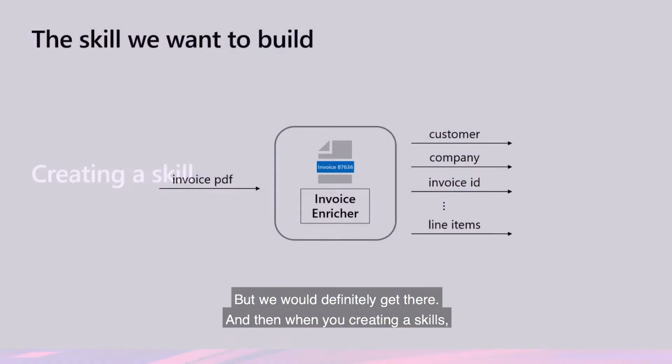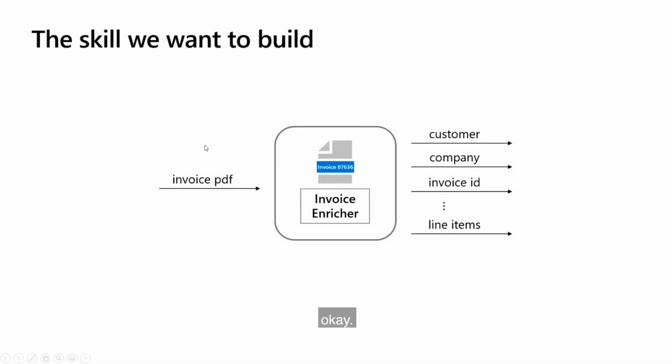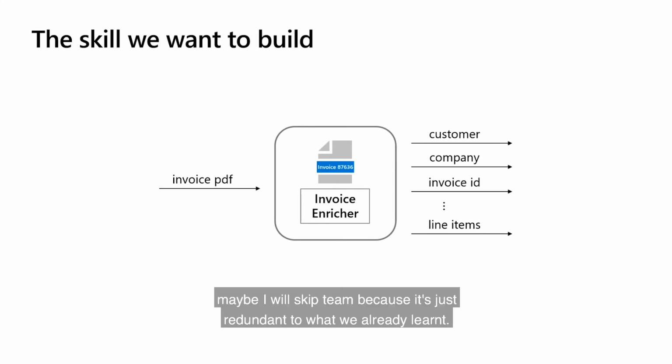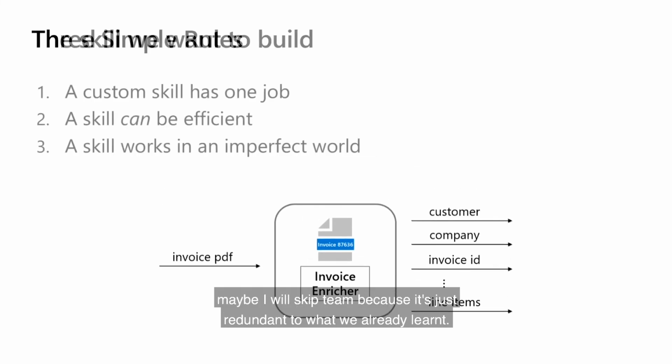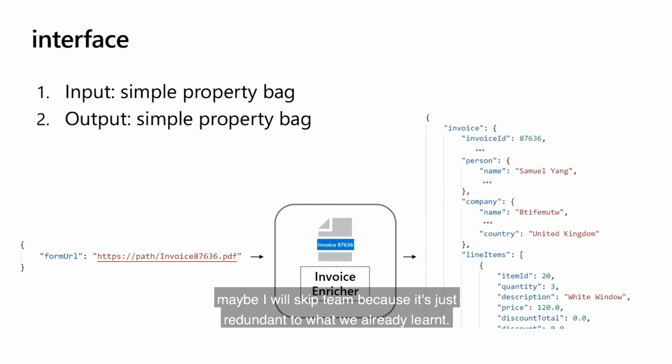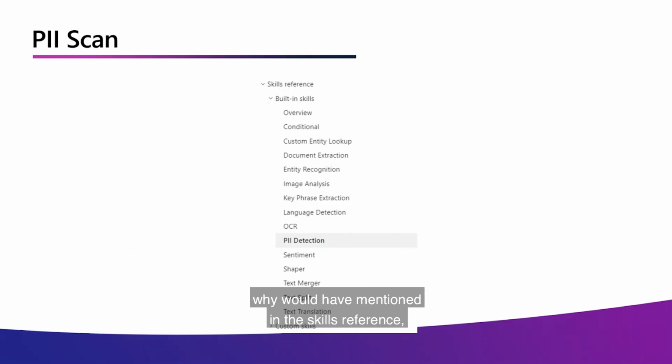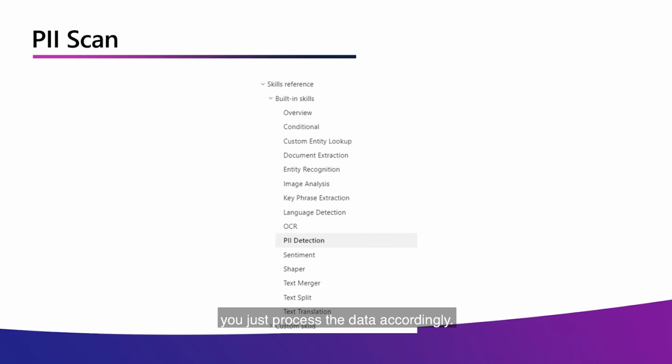And then when you're creating skills, the skills we want to build. Okay, this one maybe I will skip because it's redundant to what we already did. What I've already mentioned, in the skills reference, one of the new preview features is PII detection. You can also detect any PII within your PDF, say for example, and then you can do GDPR scanning. I don't know, you just process the data accordingly.